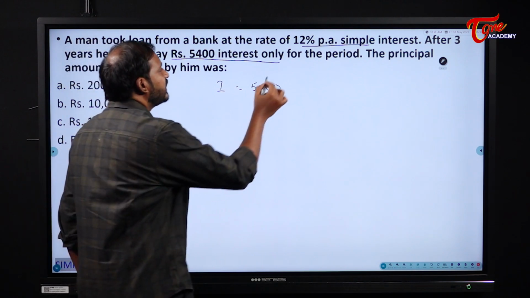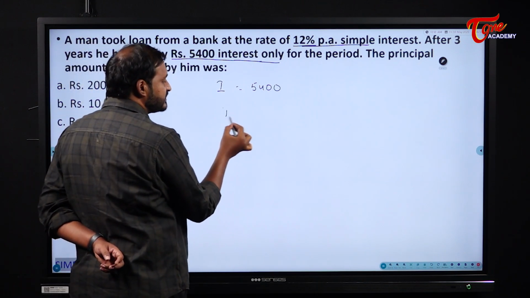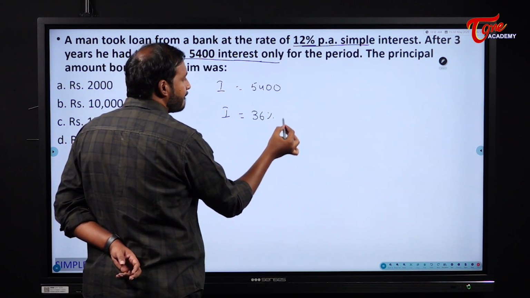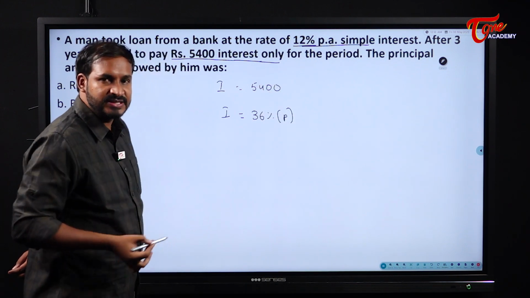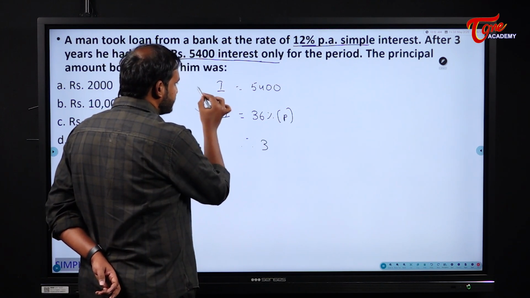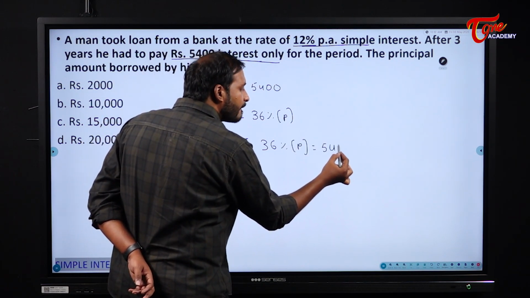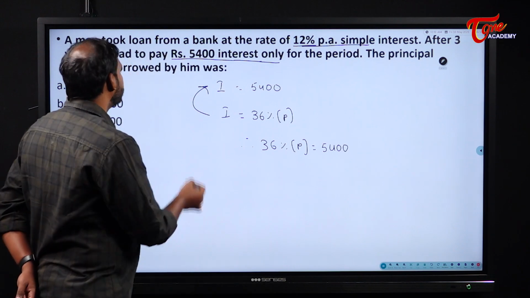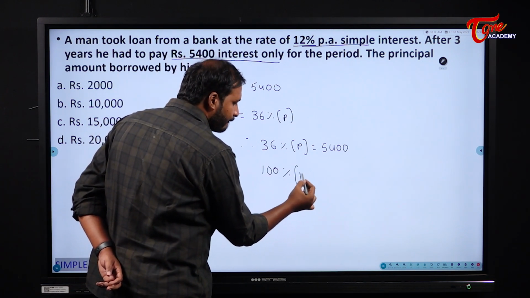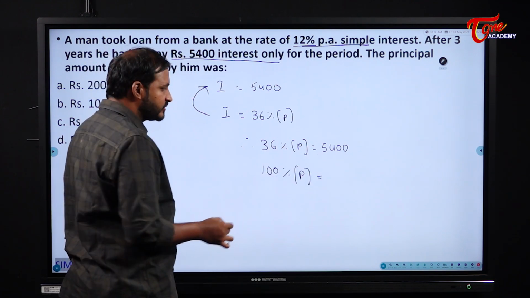Now what is the rate of interest here? 12% and time period is 3 years. That means tell me what will be the interest in general by using that formula. 12 3s are 36% of principal, right? 36% of principal. That means 36% is equal to 5,400. What they are asking is the principal amount borrowed by him. That means 100% of P. If you are able to identify it, good. If not, also no problem, students.